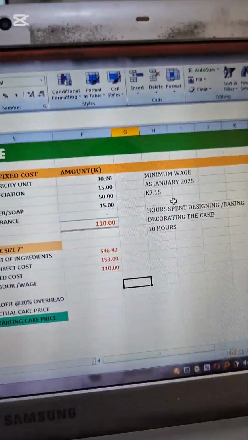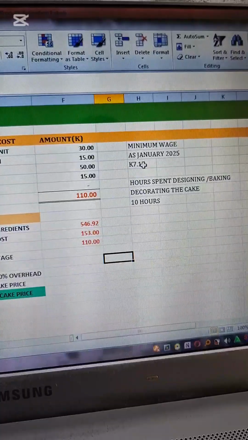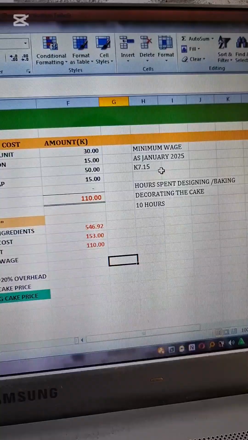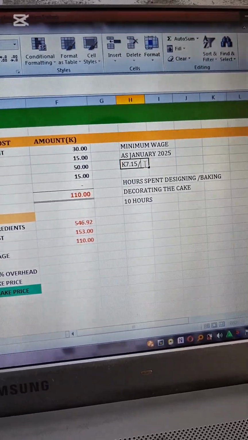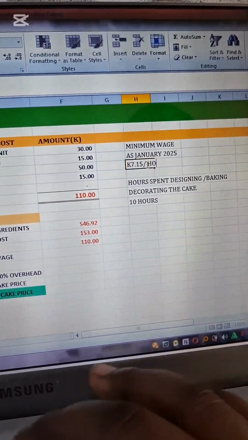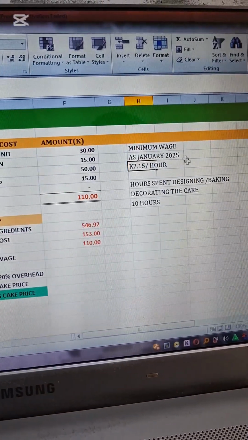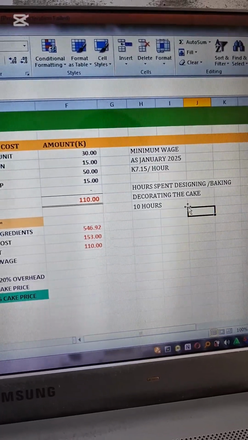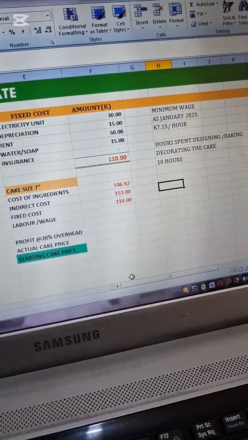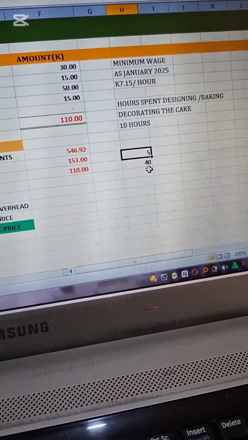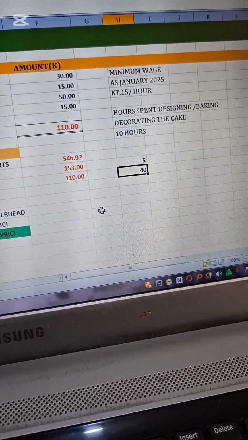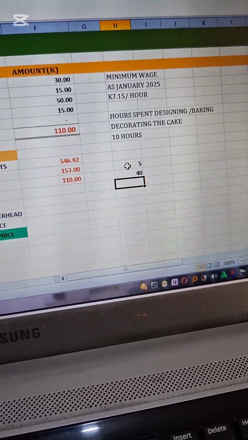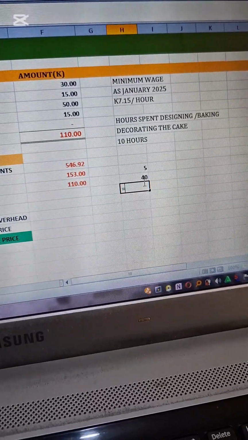So here we have the cost breakdown for the cake. The cost for ingredients is 546.92 kwacha. Then for indirect cost, it's 153 kwacha. And for fixed cost, it's 110 kwacha. So for labor and wage, the minimum wage in Zambia as of January 2025 is 7.15 kwacha per hour. So you can just multiply that by the number of hours it takes for you to finish the cake. So this starts from shopping of ingredients to decorating.